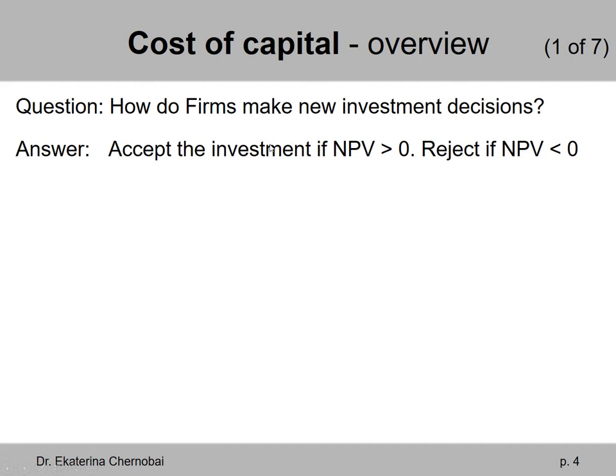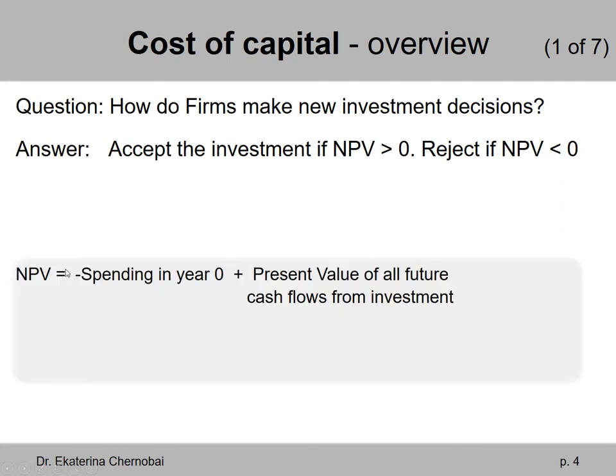The answer is, in Chapter 9, we looked at 4 very different ways to evaluate an investment opportunity, and sort of the winner was the net present value criteria. A project or an investment should be accepted if its net present value, NPV, is greater than 0. Otherwise, the project should be rejected.